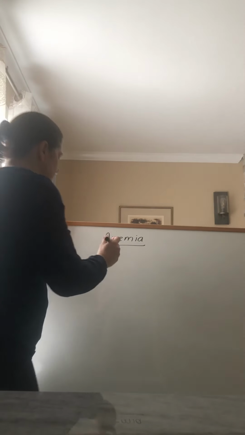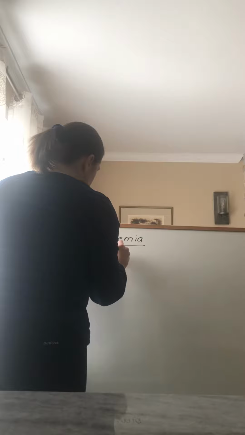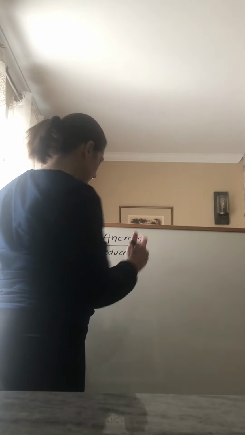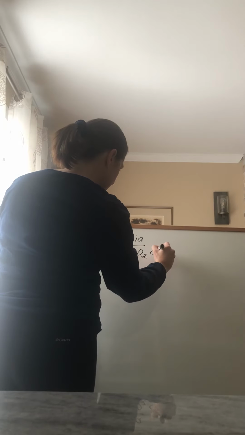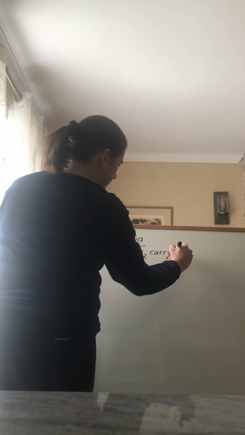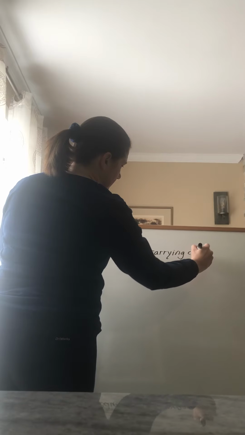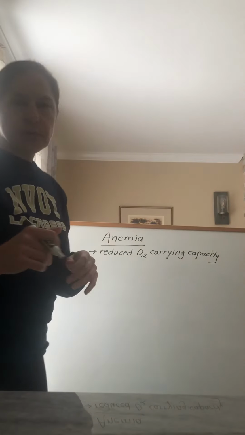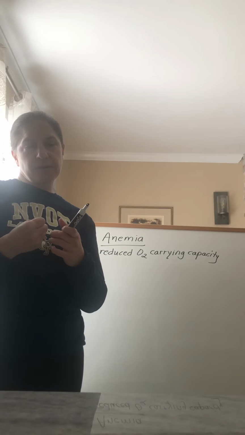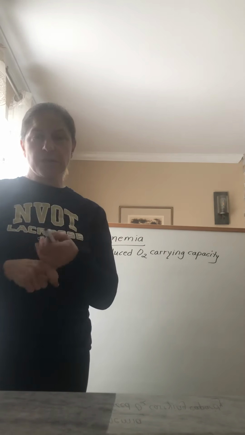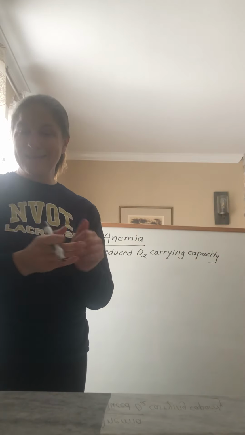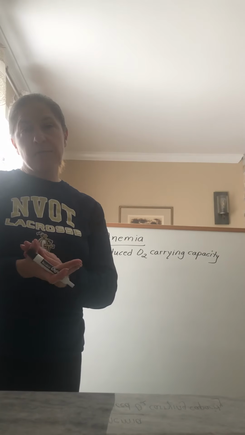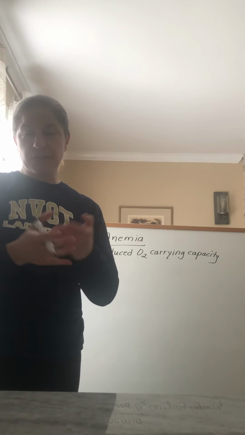So when someone has anemia, that means that they have a reduced, and this is really general, but that's okay, a reduced oxygen carrying capacity. So in general, we would say that the overall ability to carry oxygen in the circulatory system has been reduced. Now we're not saying why that's happening, we're just saying it's been reduced. The why would draw us into what type of anemia we're dealing with.